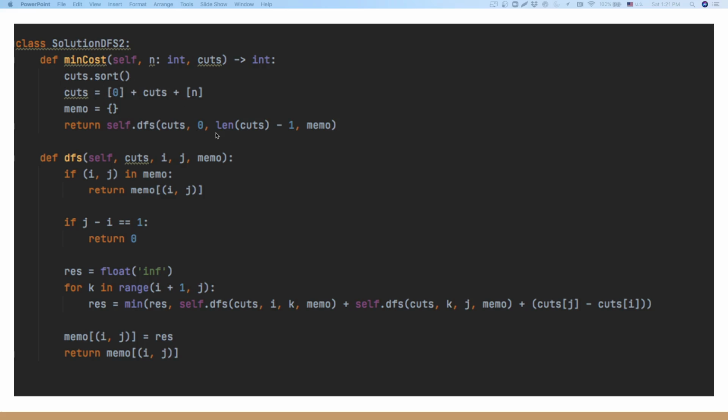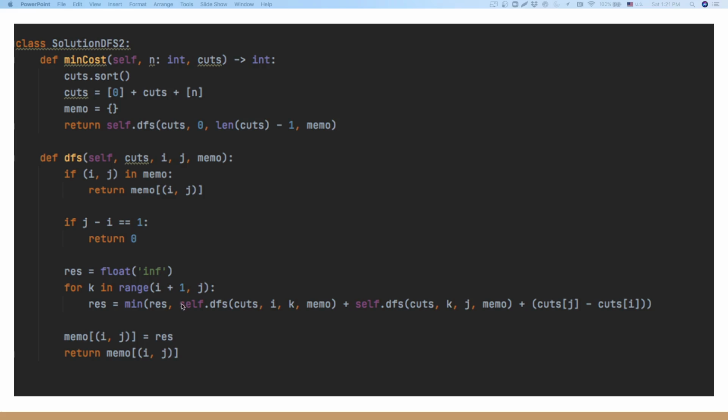You need a memo. You need to go from I to J. Everything's standard right here. I'm not going to beat that horse. And when we have only 1 unit left, we cannot perform a cut. That's the smallest unit, so forget about it. We return 0, and we want to find the minimum value, so we initialize it as the maximum number. Okay, so we can perform a cut from I plus 1 to J.